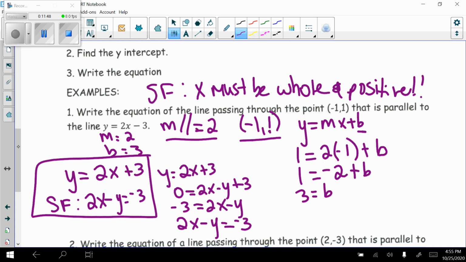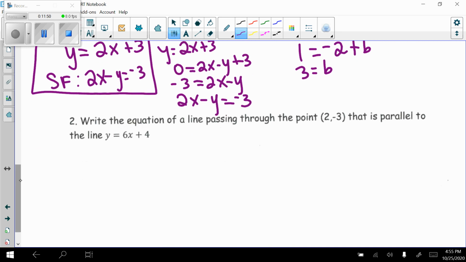All right, example number 2. Write the equation of a line passing through the point 2, negative 3 that is parallel to the line y equals 6x plus 4. What is my slope of the line they give me? 6. What is my parallel slope? Again, parallel lines have the same slope. So my parallel slope is also 6.